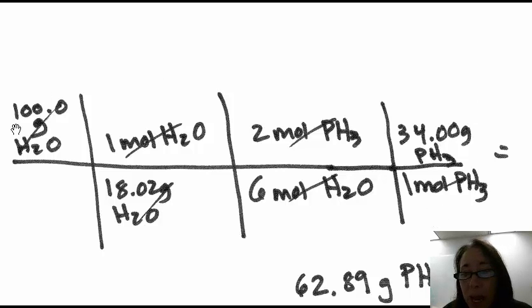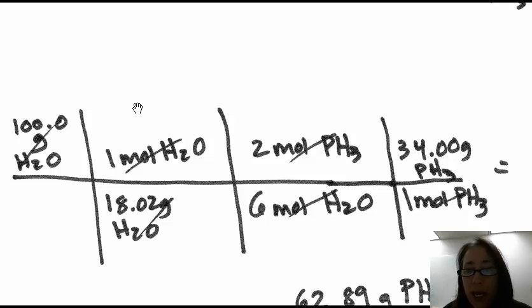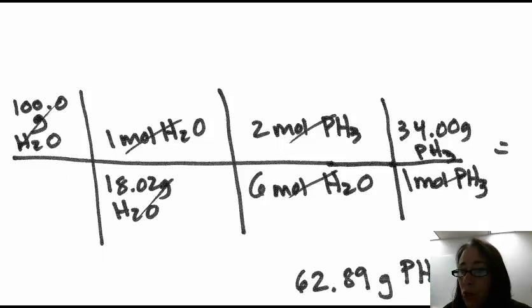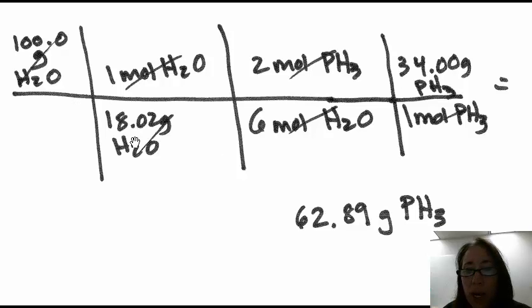So when I do my math, you can do that by multiplying everything in the numerator and then dividing by the product of the denominator. I just multiply 100 by 1, divide by 18.02, hit the equal sign. Multiply by 2, divide by 6, hit the equal sign. Multiply by 34, and of course dividing by 1 won't change the value. So I get 62.89 grams of phosphine. If you get that, give yourself a pat on the back, and you're on the road to really getting mass-to-mass stoichiometry.